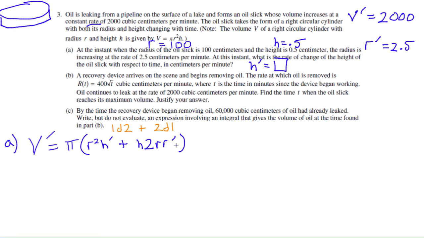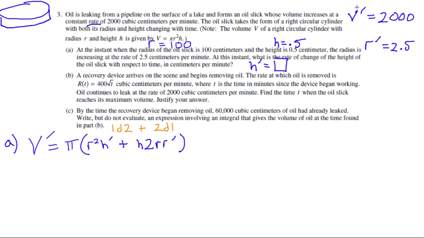Good job. And notice that none of these variables cancel out because you're taking the derivative with respect to t. If there was a t in here, the derivative of t would have been 1. But there was no t, so you always have to leave them h prime, r prime. Good job so far.